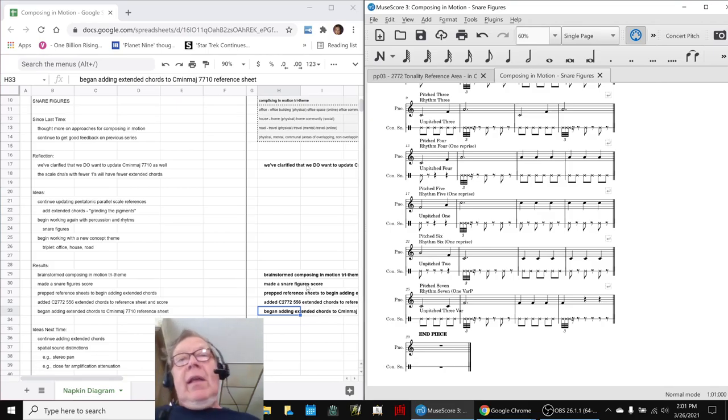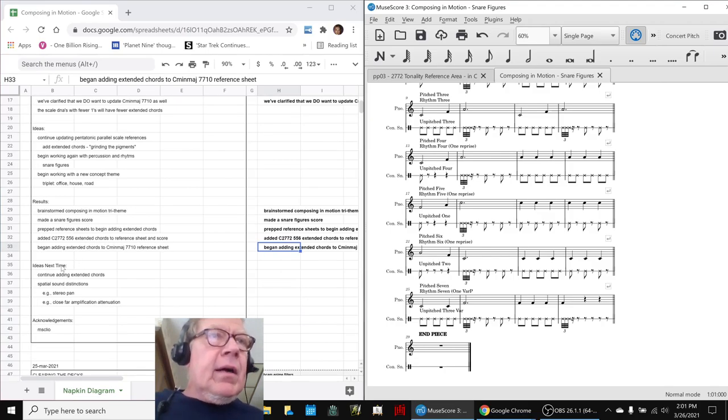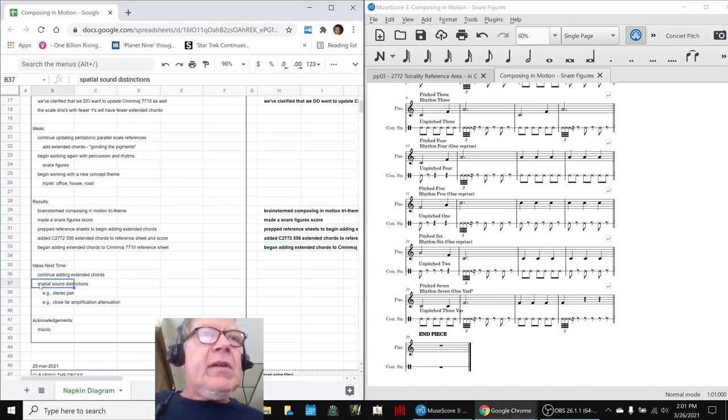So that concludes today's stream. Our ideas for next time are definitely to continue adding extended chords. We also want to get into our spatial sound distinctions between stereo panning left and right. And then there's something called close, far, amplification, attenuation. And then we've also experimented in prior series with vertical distancing.